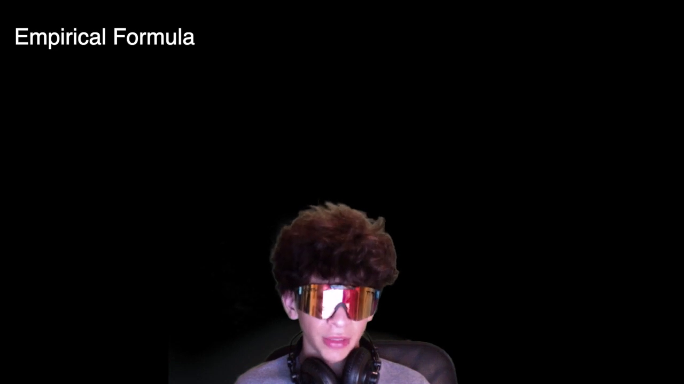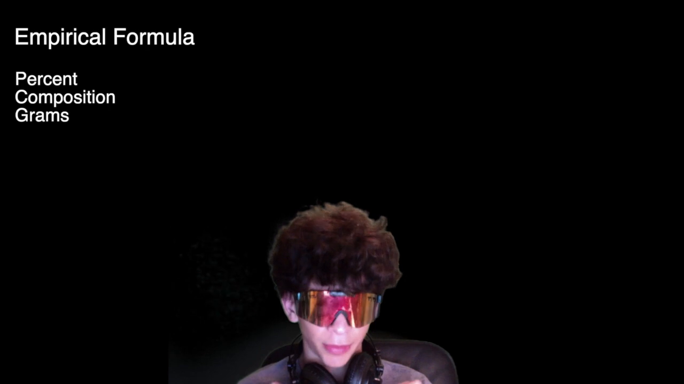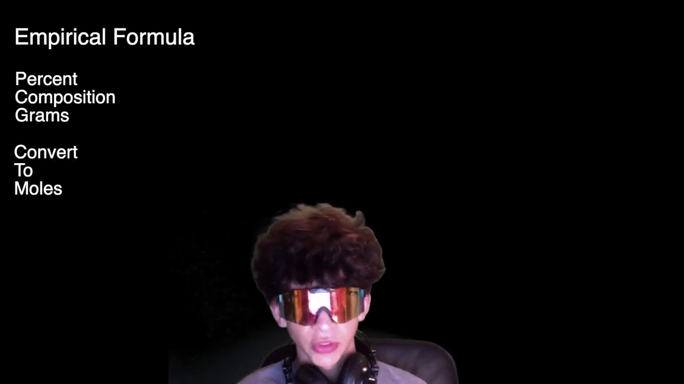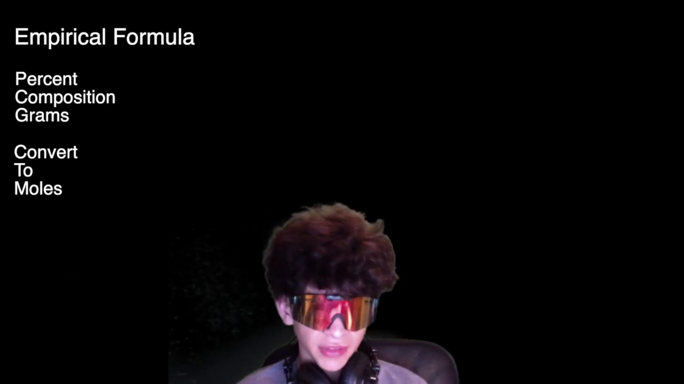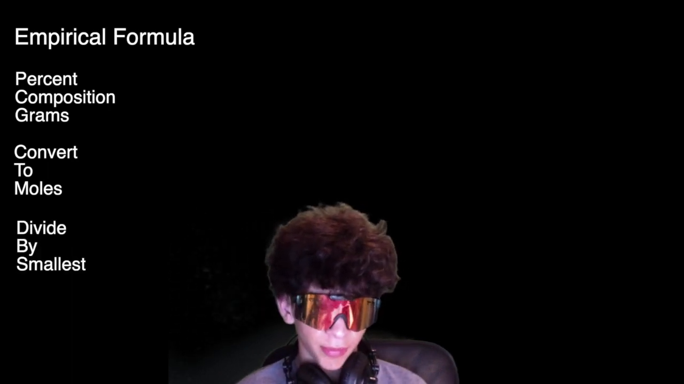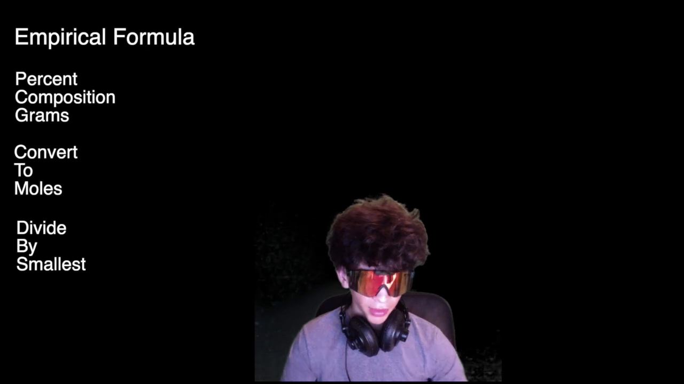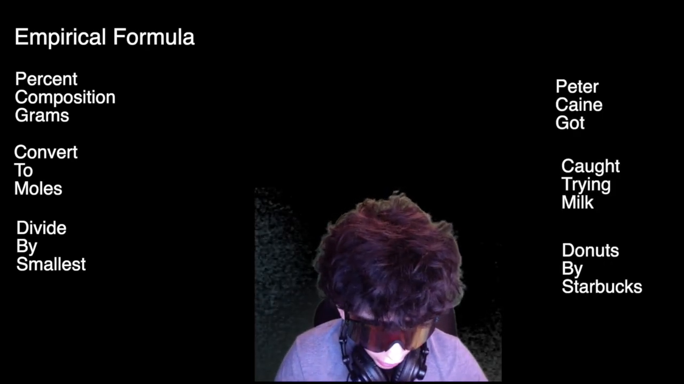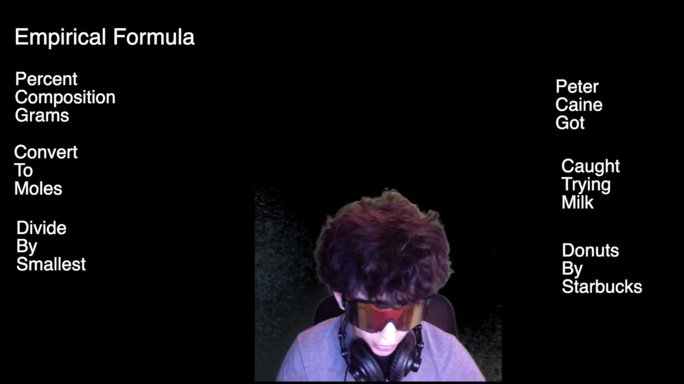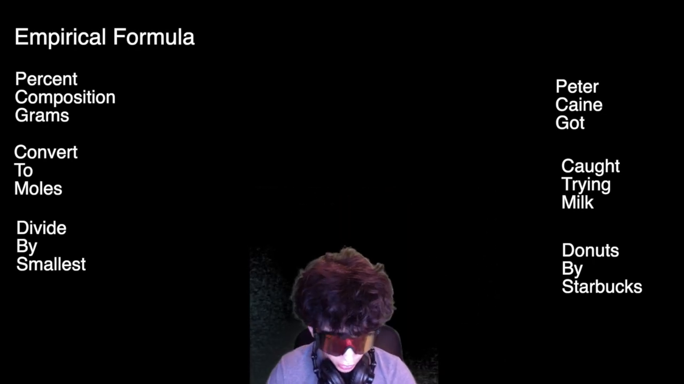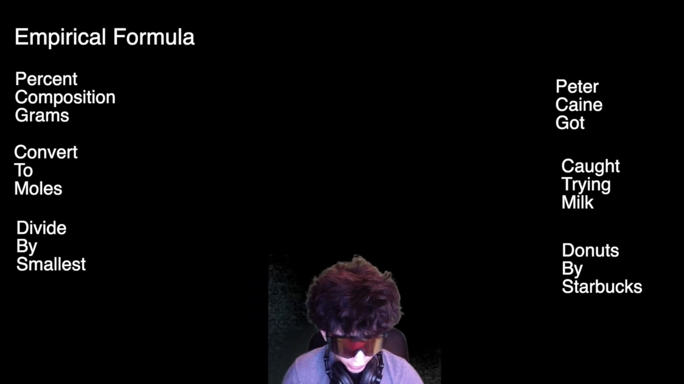So for this 2-part problem, let's review the process. In order to find the empirical formula, follow these 3 steps. Percent composition of mass represents grams. Convert the mass of each element to moles using stoichiometry. And lastly, divide the moles of each element by the smallest amount of the bunch within the compound. Those 3 steps, as I said earlier, can be remembered by the acronym Peter Kane got caught trying milk donuts by Starbucks. Percent composition, grams, convert to moles, and divide by smallest.